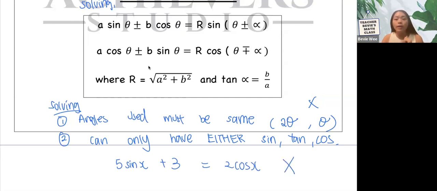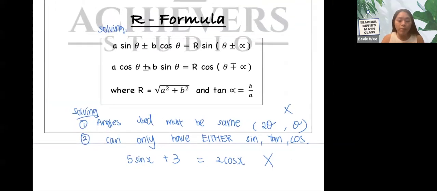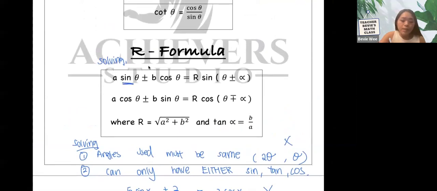This is where your R formula comes in. Okay, so your R formula basically is to help you combine sine and cosine into either one of them so that you can continue solving. Okay, that's my purpose of R formula. So if here starts with a sine, here will also start with sine. If here starts with a cos, here will also start with cosine. Okay, Ken? This part over here inside the bracket, it's always the same, theta and then alpha.